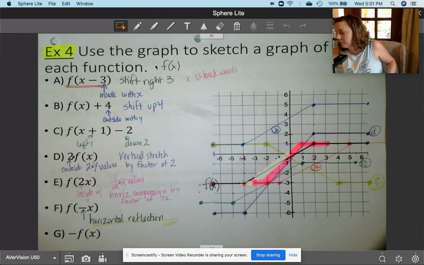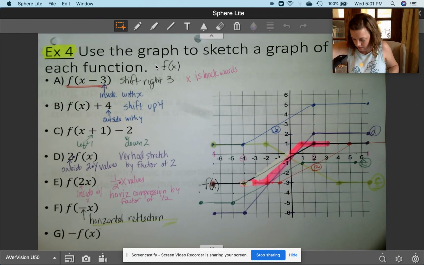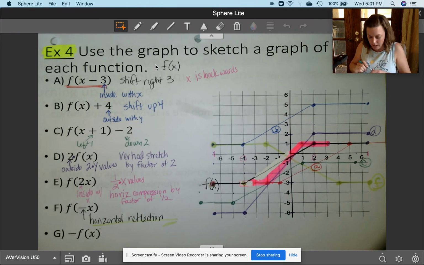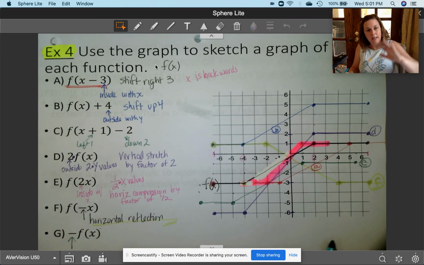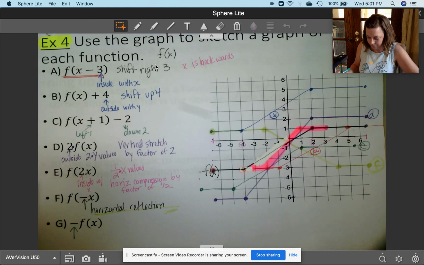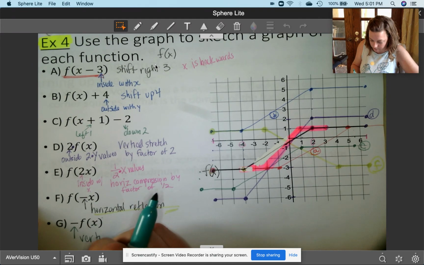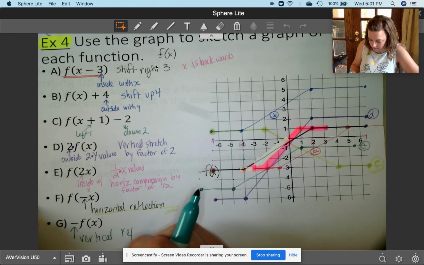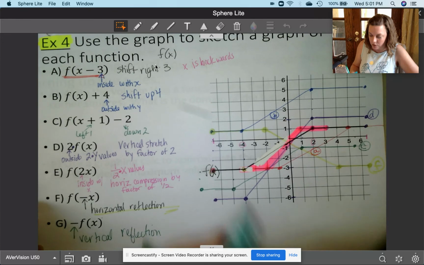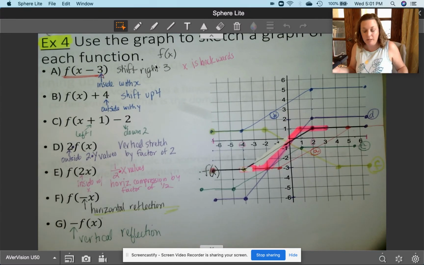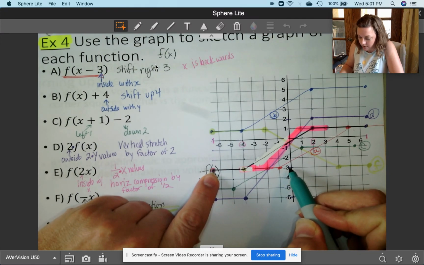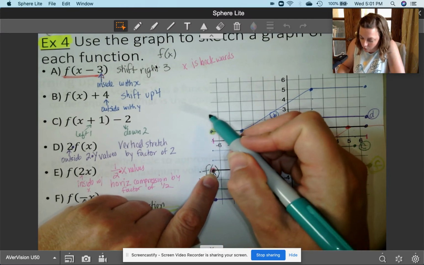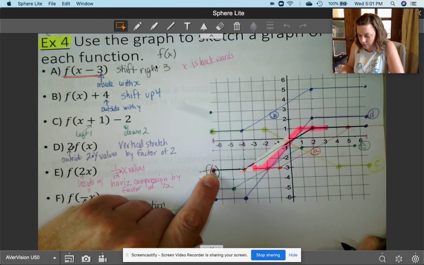All right. And then I guess I'll use Sharpie. That one didn't show up too well. Last one. This is the negative on the outside. That's going to affect y values. That's going to be a vertical reflection. And again, those y values just become the opposite. So here is our first point. The y value was -3. That's going to reflect over the x-axis and become +3.